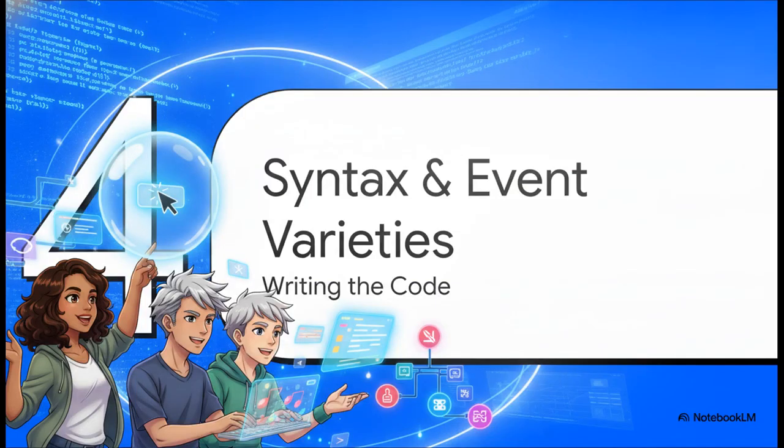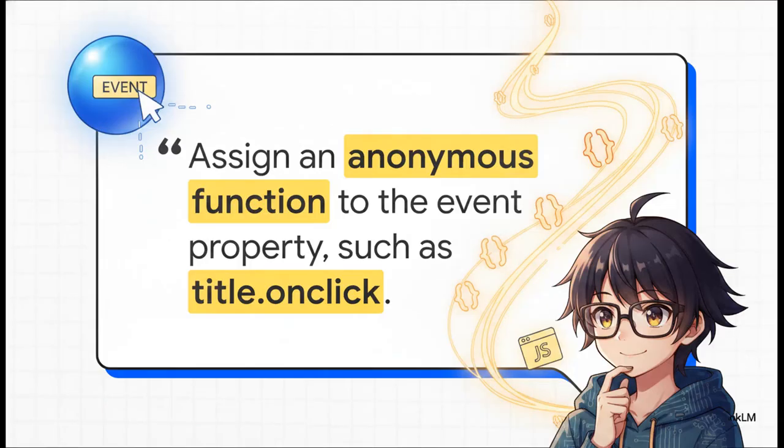Okay, let's dive a bit deeper in Section 4, Syntax and Event Varieties. The syntax we use for that third step is actually fascinating. Notice how we write title.onclick equals function? We're using what's known as an anonymous function here. Normally, we give our functions a specific name, but here, it doesn't even need a name because we are assigning it directly to the onclick event property itself. It exists for one reason and one reason only, to serve this specific event.